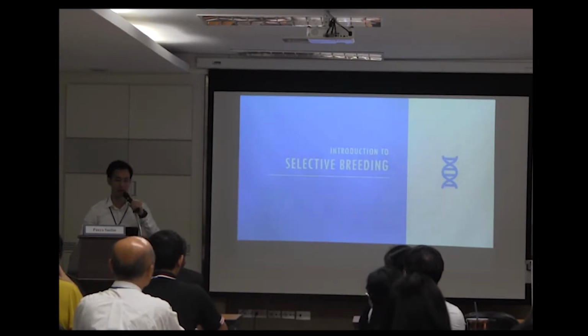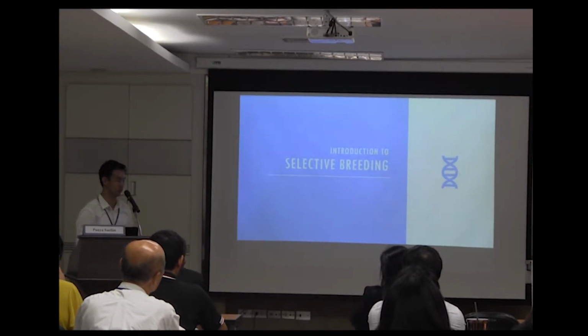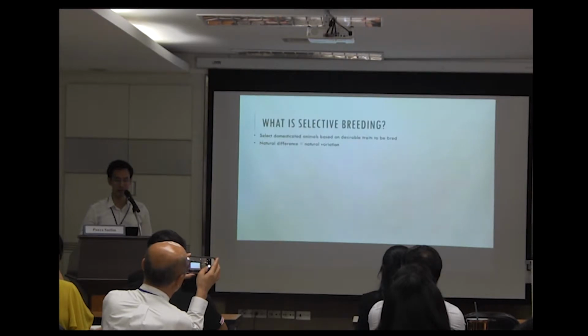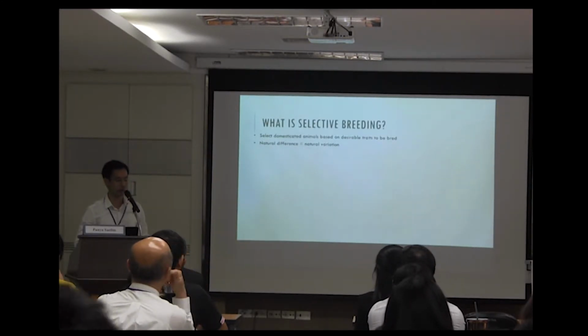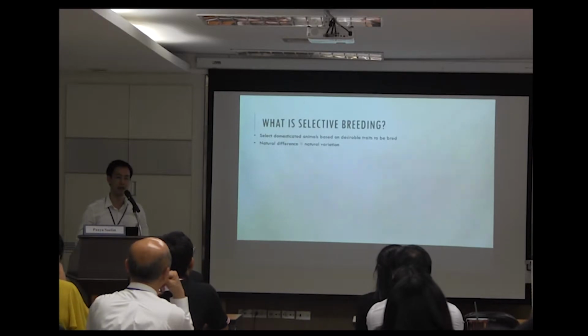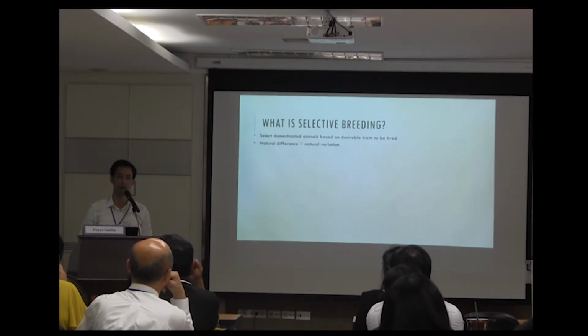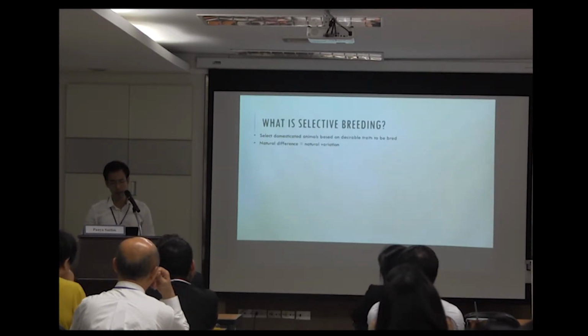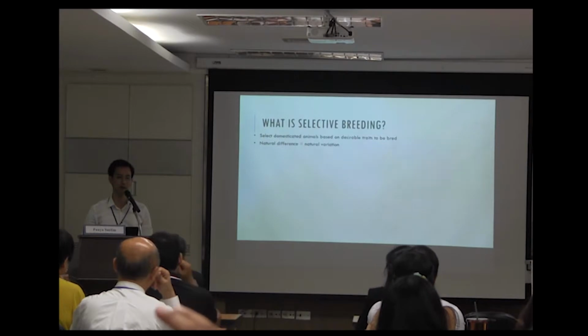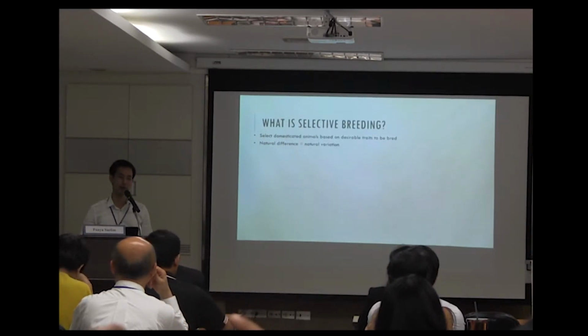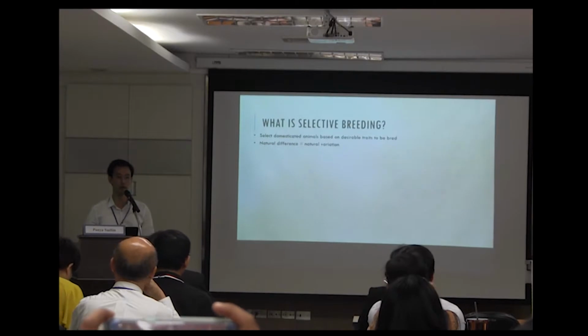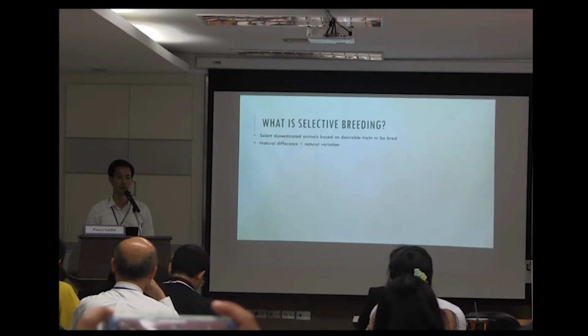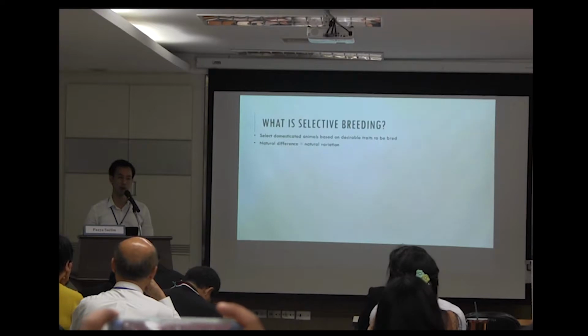Alright. First, I would like to start by talking about selective breeding. What exactly is selective breeding? It's just to select domesticated animals to be parents based on your desirable trait or economically important trait. The selection criteria are usually based on the natural difference in the trait, and that difference you can actually observe, you can call it phenotype. Each animal has a different phenotype, and the phenotypes are quite different.